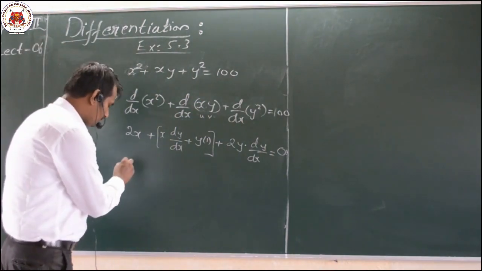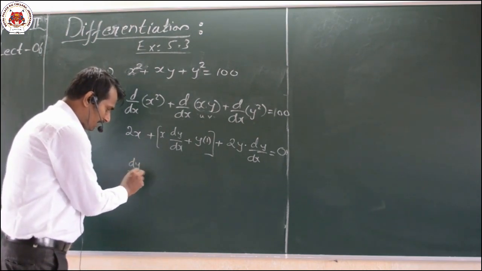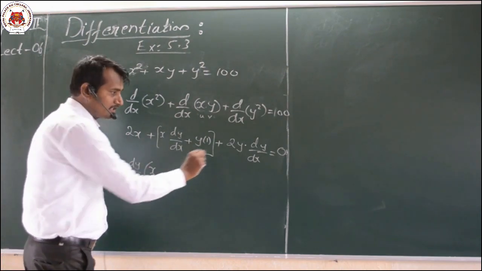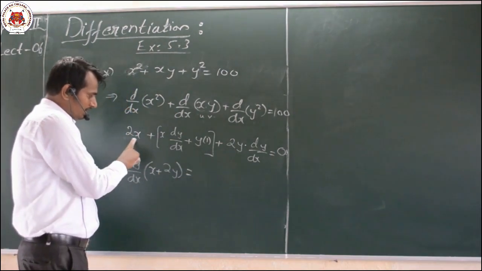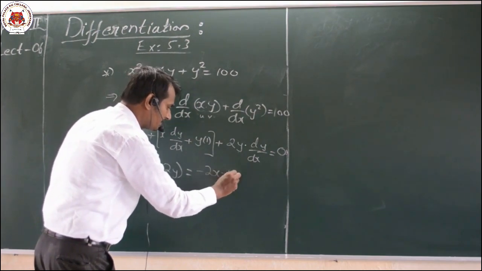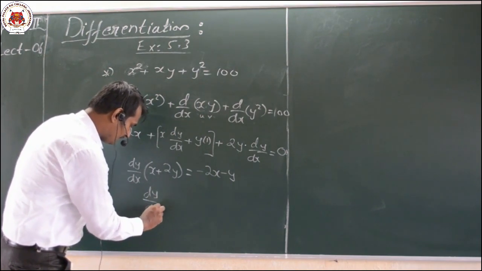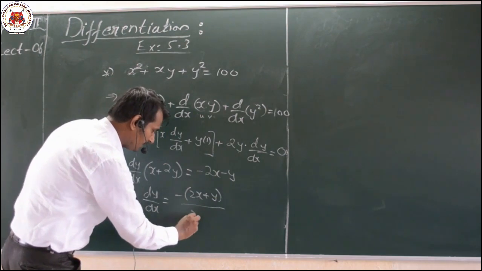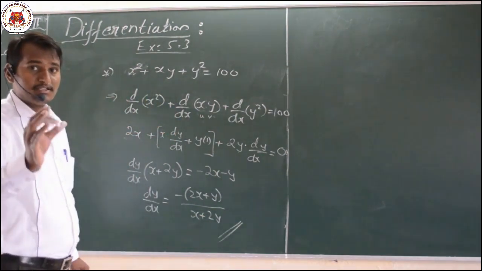Now we just have to take dy by dx common, that is dy by dx into x I am having here, next plus 2y equal to, then the remaining 2x and y I will take to the RHS, minus 2x minus y here. Okay, now that is nothing but dy by dx equal to minus of 2x plus y whole divided by x plus 2y. That is your required result. Very simple example it is.